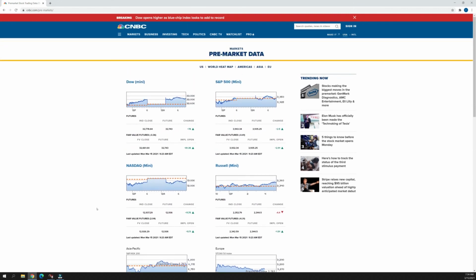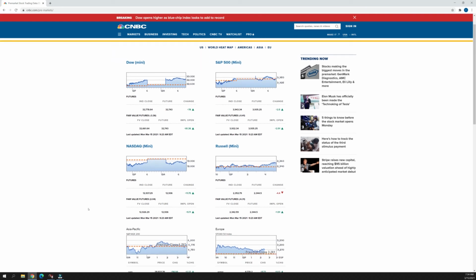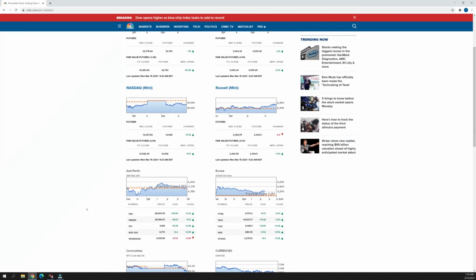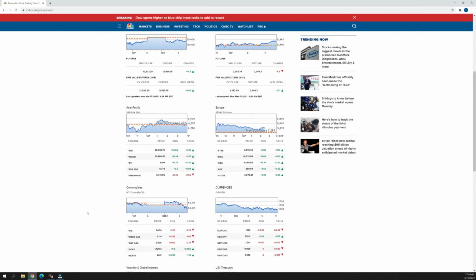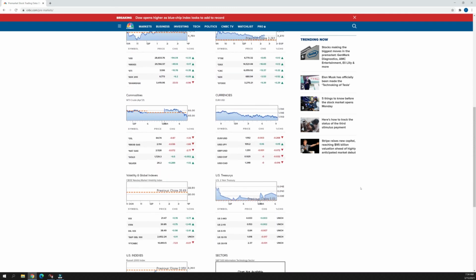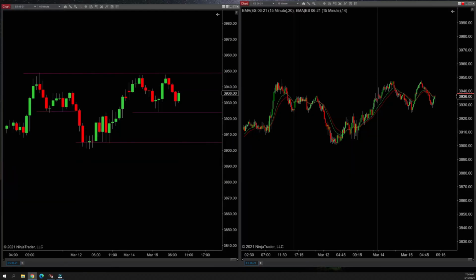So that can, if everything is up overnight on overseas markets, then there's a greater probability, of course, of the U.S. market going up. Pretty simple. It's not complicated. So that's it. That's done.